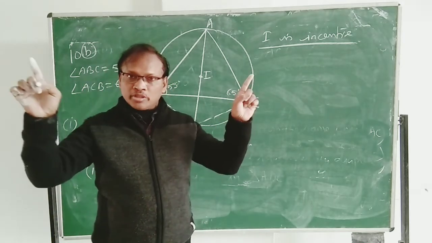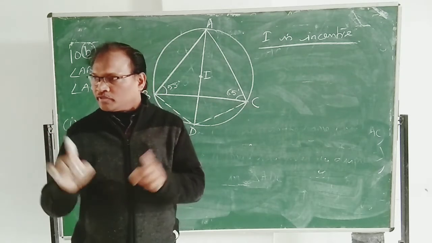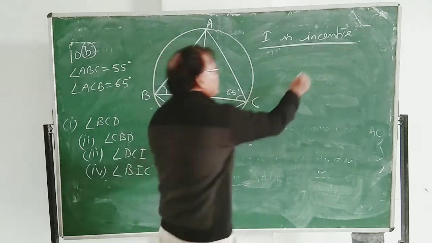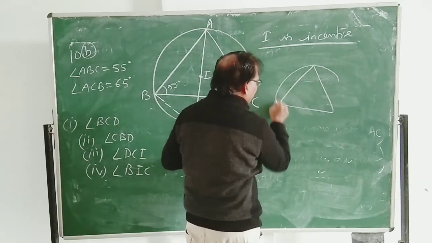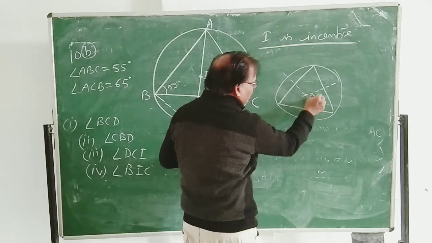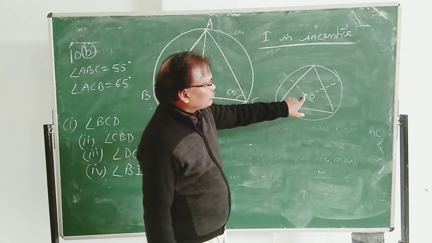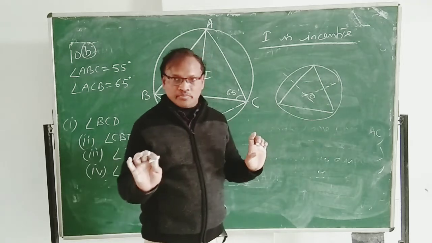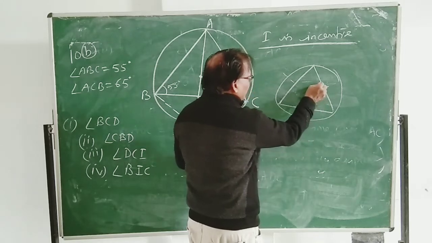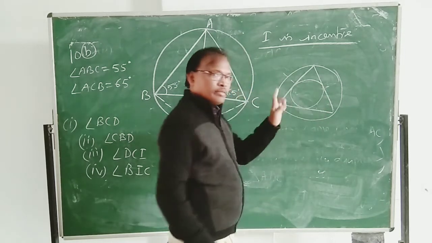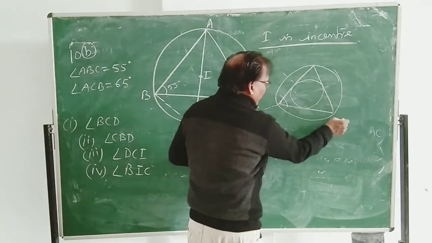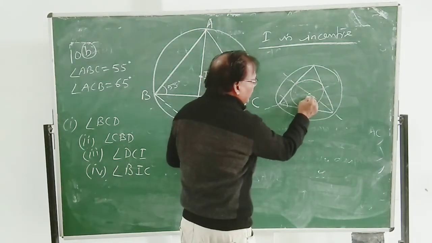For the circumcircle, when we draw the perpendicular bisector of any two sides of the triangle, where they meet, that point is the circumcenter. This point is the circumcenter, and it is the center of the circle. But if you want to draw the incircle, this circle can be drawn only when you draw the angle bisectors. When you draw the angle bisectors, you will get the incenter.